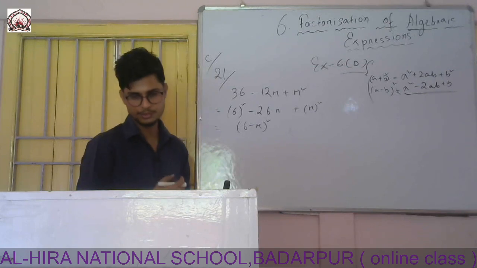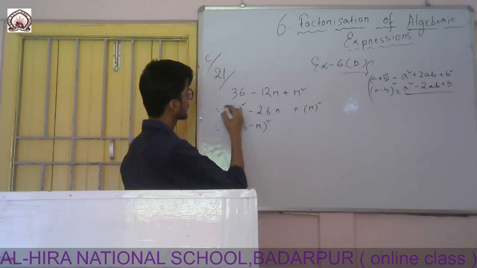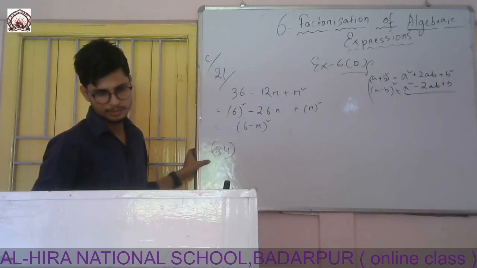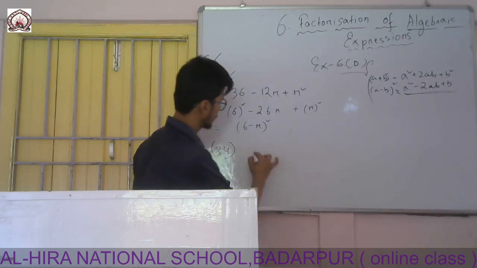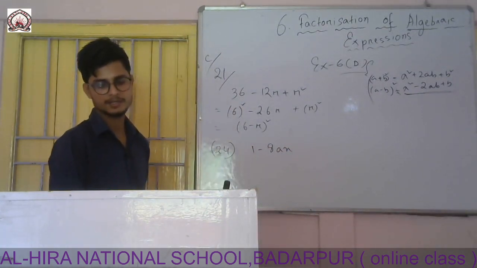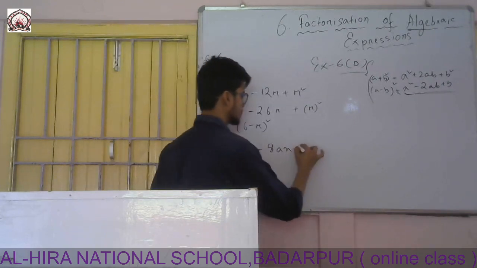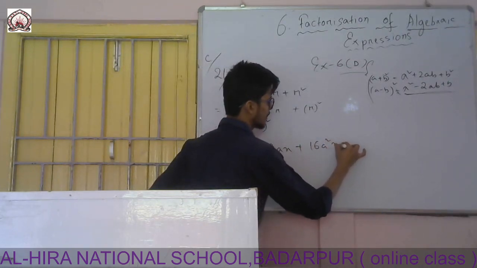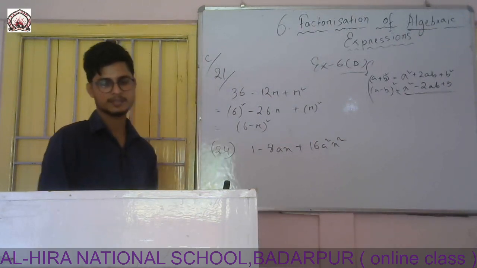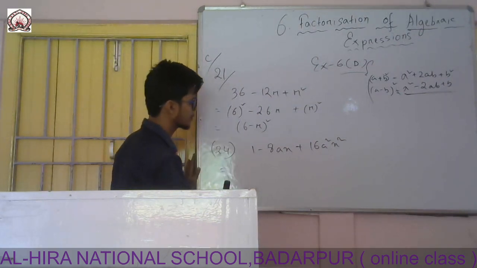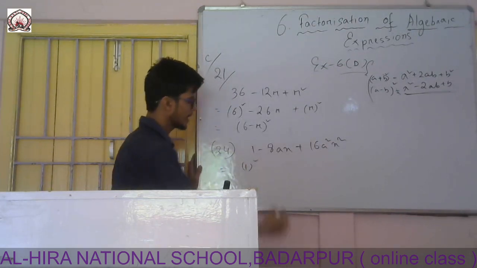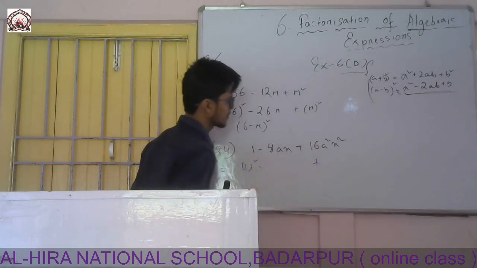Now let's do question number 24. The question is 1 minus 8ax plus 16a square x square. So first of all we know that the square of 1 is 1, so I can write 1 square. Leave this middle part, go to the last one.